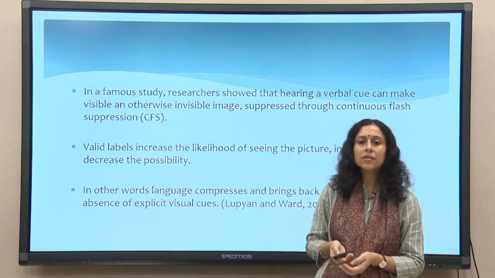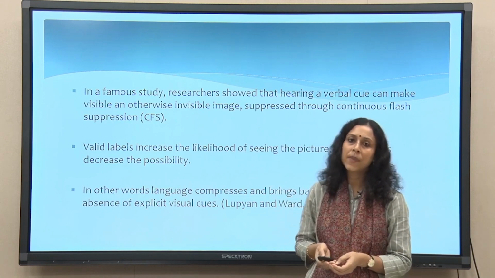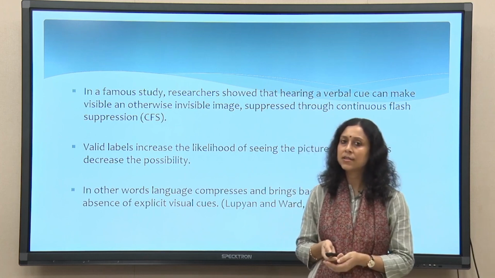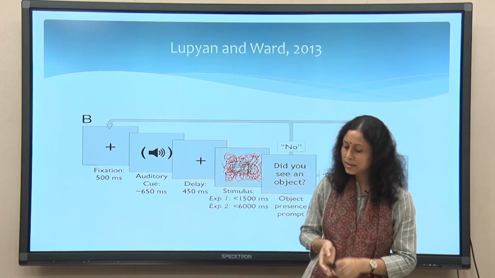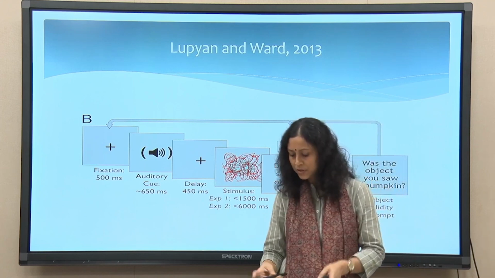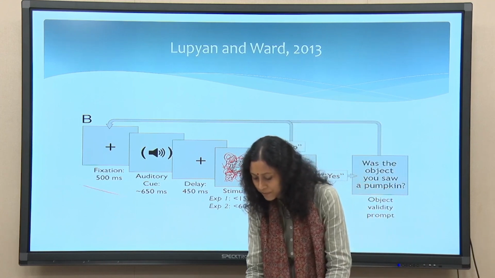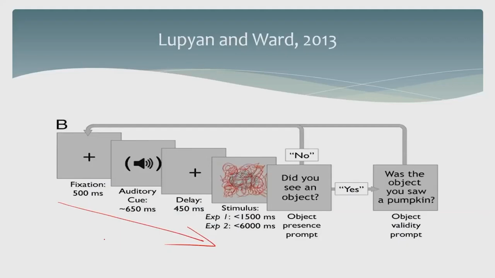There were many conditions in the study. This is how it worked, this is the temporal sequence. At the beginning, there is a fixation cross on the screen, so that the eyes do not wander here and there, and then there is an auditory cue. Again there is a delay of 450 milliseconds, and then the stimulus that we are talking about.